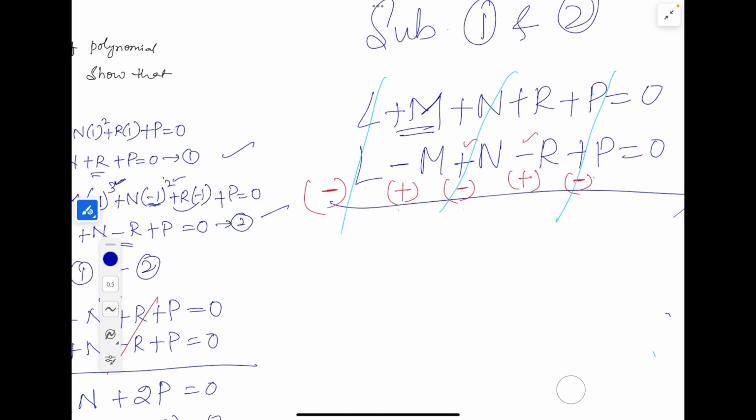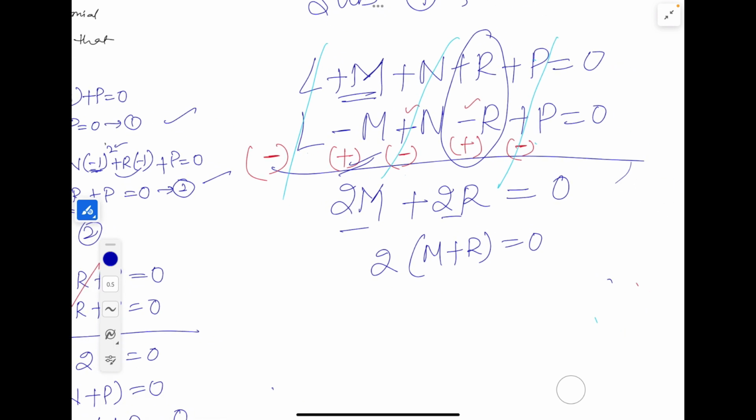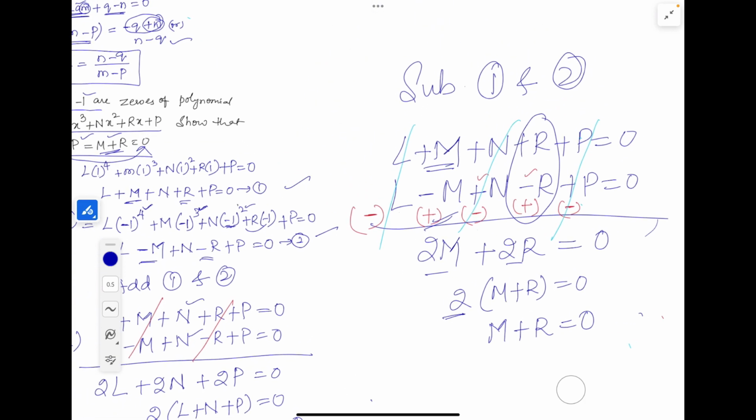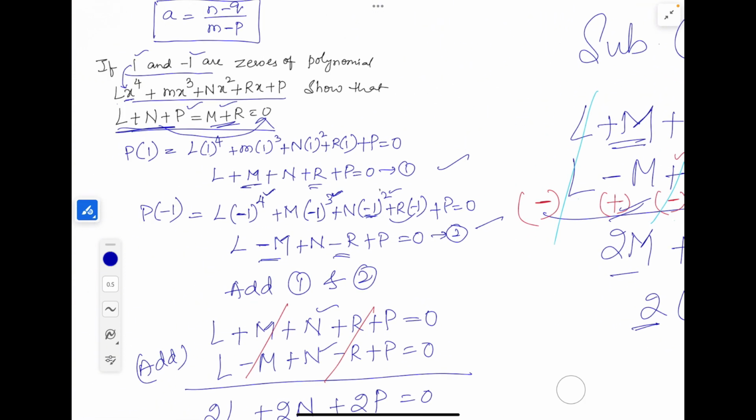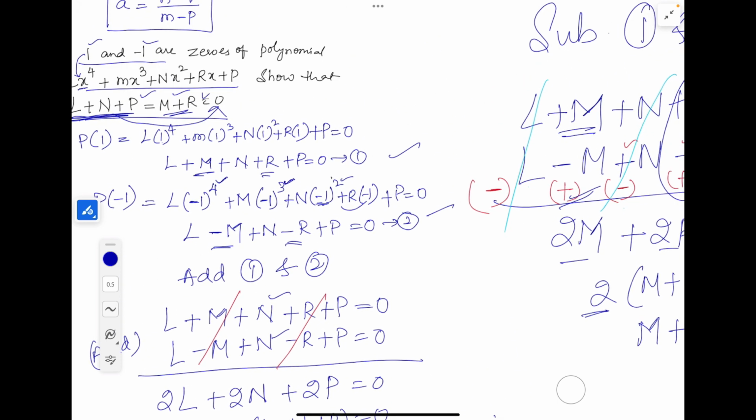Now this is positive m and this is positive m, so 2m, and we are left with this part, right? Positive r plus positive r will become 2r, is equal to 0. Now take 2 common. What are we left with? m plus r is equal to 0. If we transpose this 2, dear, it will become 0 only. So m plus r is equal to 0. So we have proved that both L plus n plus p is equal to 0 and also m plus r is equal to 0.